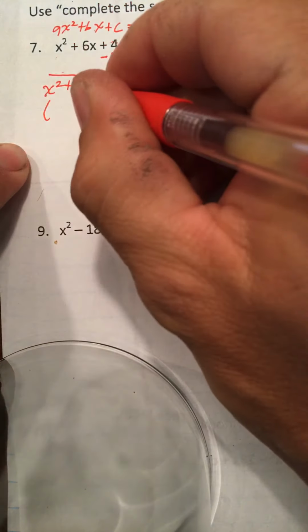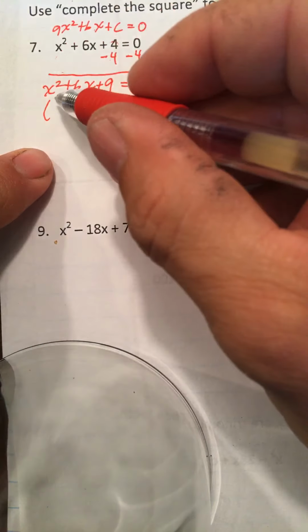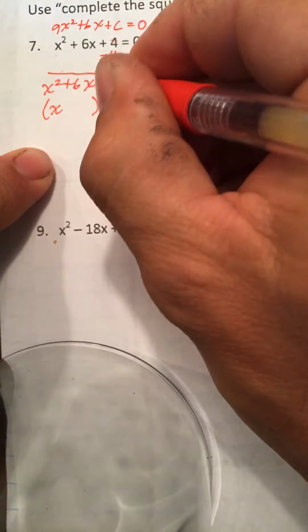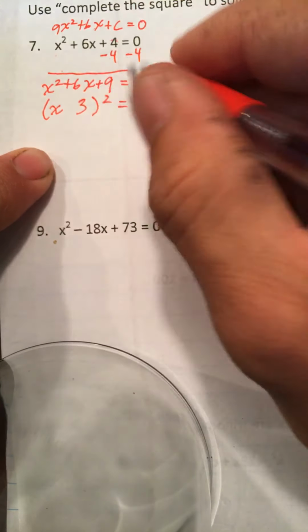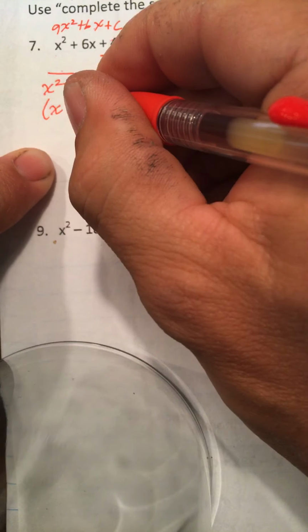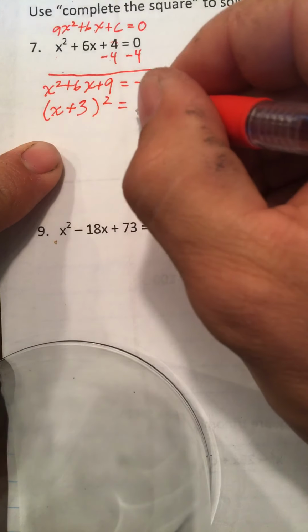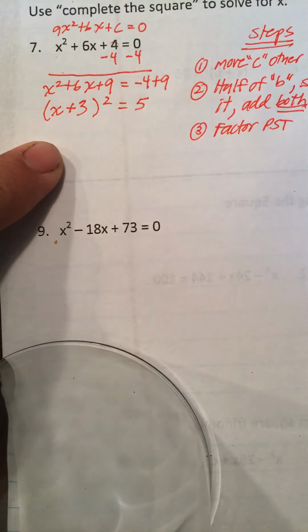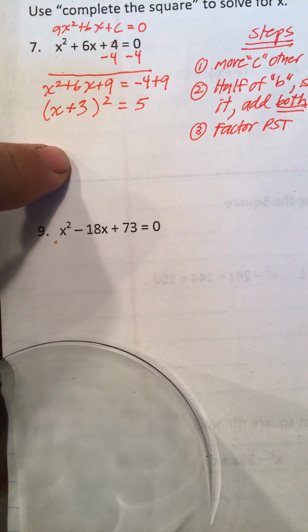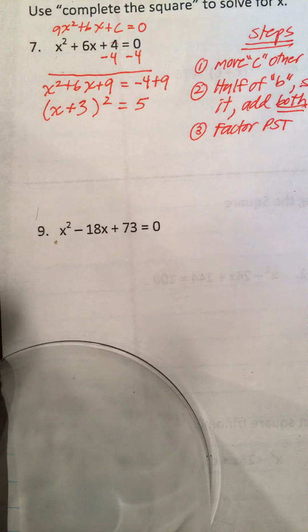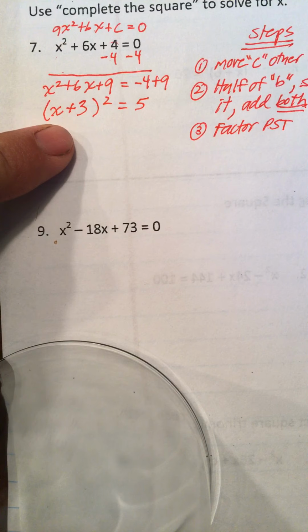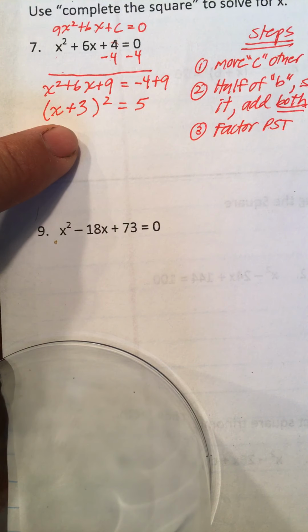Okay, so when we go to do that, we know a PST is factored as a binomial squared. So it's the square root of the first, x, the square root of the last, 3. And the sign combination, plus plus, we know there must be a plus there. Negative 4 plus 9 is 5. And we're still kind of cruising here. Maybe some of you notice and you go, ah, that looks familiar. That looks like last night's homework. All right, and that's good stuff.